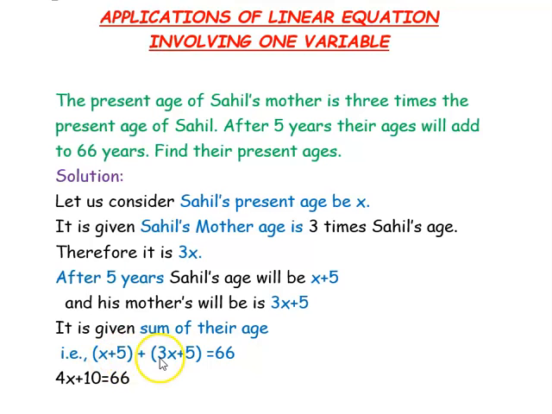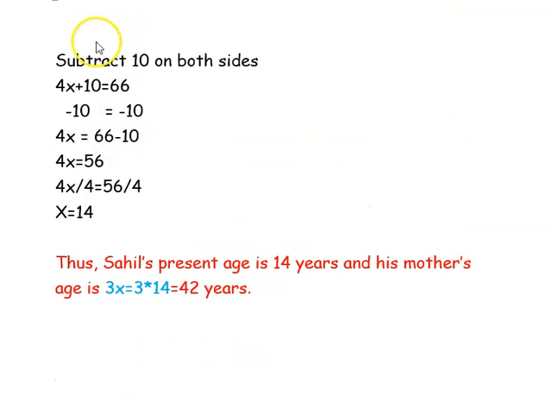Now we will simplify this. x plus 3x will become 4x and 5 plus 5 will become 10. So 4x plus 10 equals 66. Now we will subtract 10 on both sides of the equation. So 4x plus 10 minus 10 will become 0, and you will get only 4x on the left hand side and 66 minus 10 on the right hand side. 66 minus 10 is 56. So the final equation is 4x equals 56.